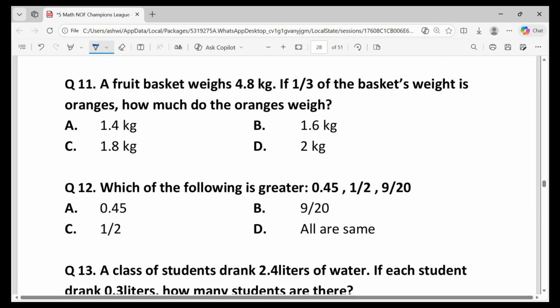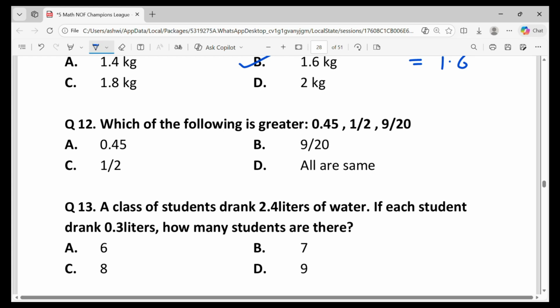Question 11. A fruit basket weighs 4.8 kg. If 1 by 3 of the basket weight is oranges, how much do the oranges weigh? The weight of the oranges is 1/3 of the total basket weight. That is 1 by 3 into 4.8. That is equal to 1.6. That is option B.